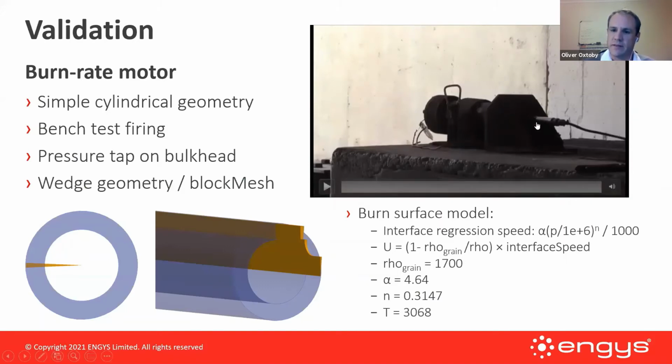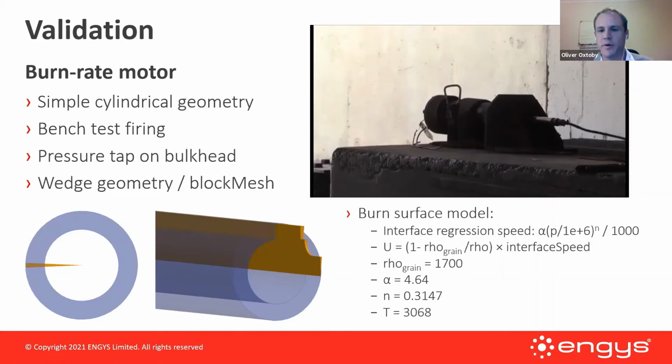So you see here that there's a pressure tap installed in the end of this cylinder. It's a very simple geometry, as I said, so we can simulate this just with a wedge mesh. And the burning grain is just a simple cylinder. The actual burn surface is modeled by quite a simple boundary condition. There's a semi-empirical formula for the speed at which the interface regresses.